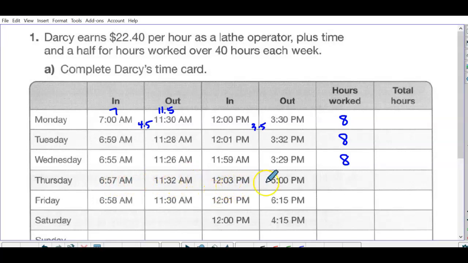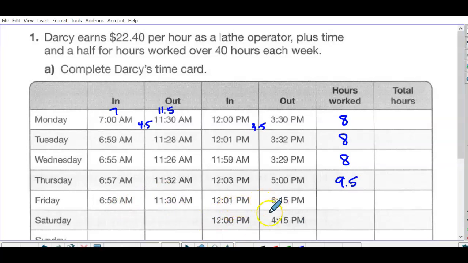Then here, this normally ends at 3:30, so that would be 3.5 hours, but she worked till 5, so that would be 5 hours. 3 minutes short, but she worked 5 minutes more here. So this would actually work out to be 9.5 hours. Okay, and then here 2 minutes more than normal.